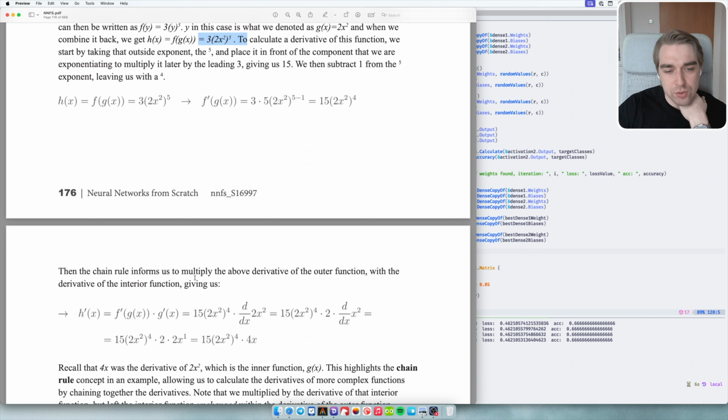Then the chain rule informs us to multiply the above derivative of the outer function with the derivative of the inner function, this one, right? Here it will be 1x.